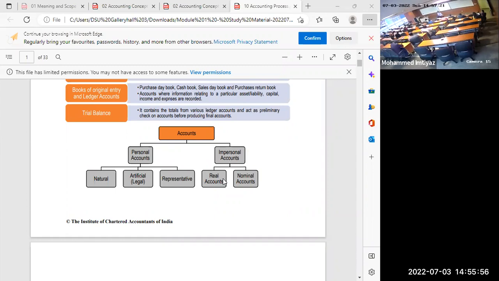In impersonal, we have two types. One is nominal, another one is real. Real is anything which is really existing: furniture, land, building, vehicle, motor car, lorry, equipment, etc. Any transaction relating to this is called a real account. Another one is nominal account. We only name it. We give some name, some heading, for the account.